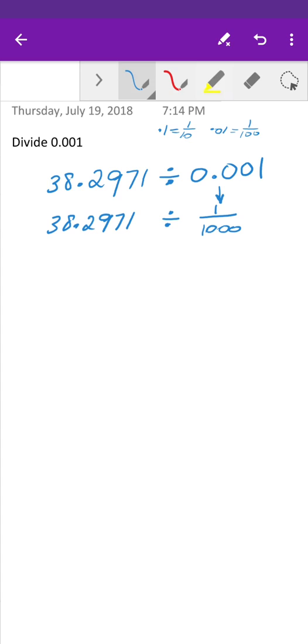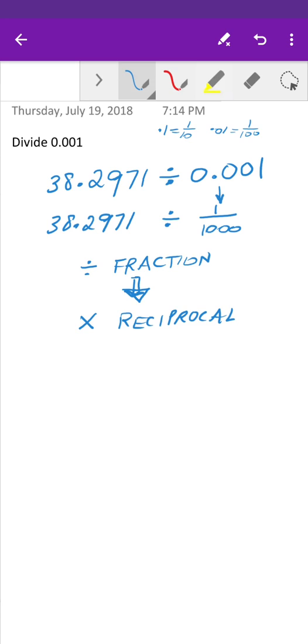Now when you have to divide by a fraction, we can change divide by a fraction into multiply by its reciprocal. Its reciprocal is like its upside down version. So to divide by 1,000th is the same as changing divide into a times. Flip over 1 over 1,000, that becomes 1,000 over 1. That's the reciprocal of 1 over 1,000. So we still haven't changed the first value. It's 38.2971. And now to divide by 0.001 is the same as multiplying by 1,000.